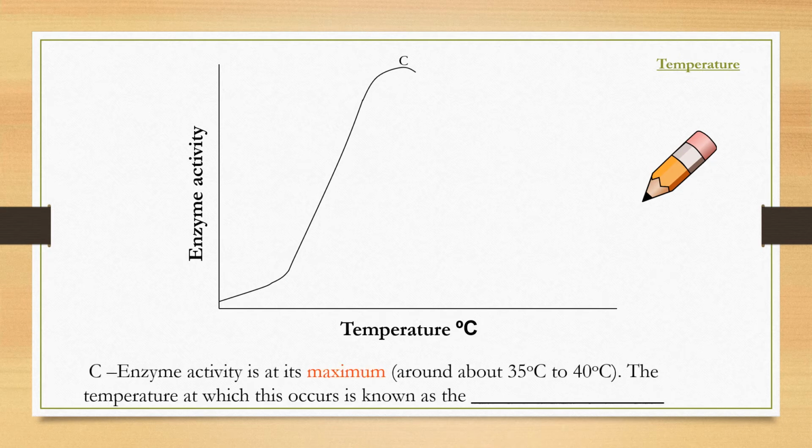So for the next part, we hit a kind of peak. So for this bit, we're referring to this bit here, which is C. So at C, we hit a maximum, and the maximum enzyme activity we referred to, if you remember at the start, is its optimum. So around about 35 degrees Celsius to 40 degrees Celsius. So usually 37 degrees Celsius is the temperature at which this occurs, and it's known as the optimum temperature because the enzyme activity is at its maximum.